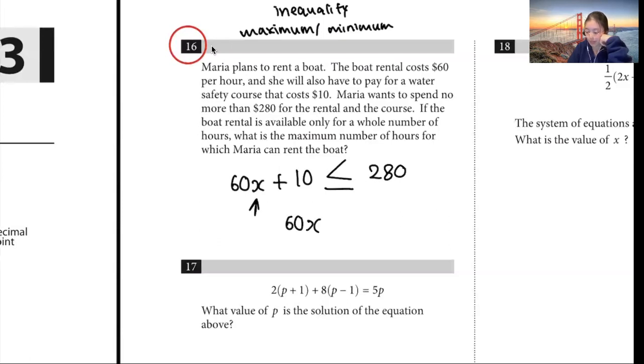So it's going to be 60x. We're isolating it by subtracting 10 from both sides. That'll be 270. And since it's not a negative number, you don't need to change signs. And I would divide both sides by 60.